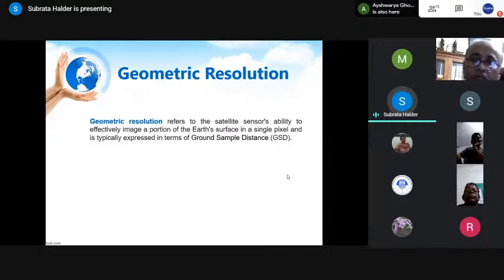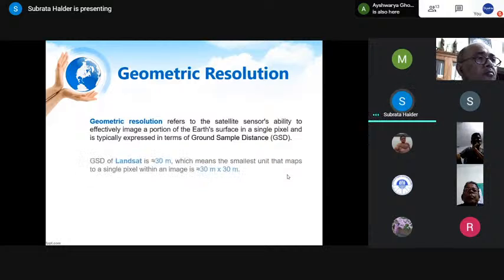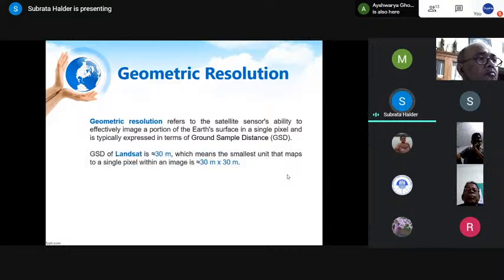Geometric resolution. It refers to the satellite sensor's ability to effectively image a portion of the Earth's surface in a single pixel and is typically expressed in terms of ground sample distance, that is called GSD. The GSD of Landsat is 30 meters, which means the smallest unit that maps to a single pixel within an image is 30 meters by 30 meters.